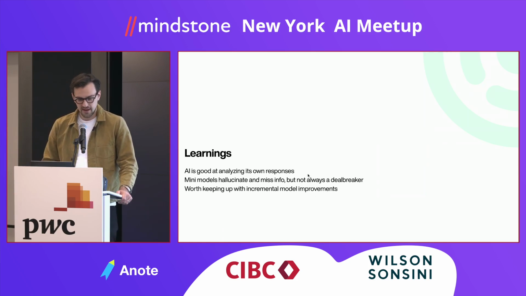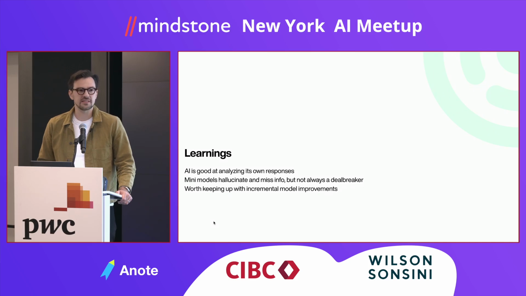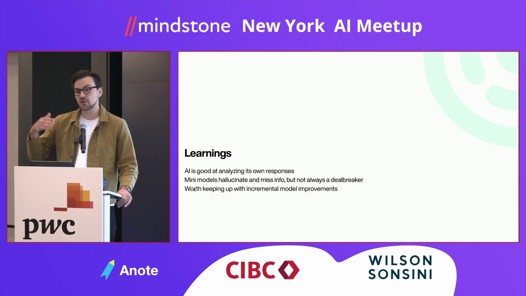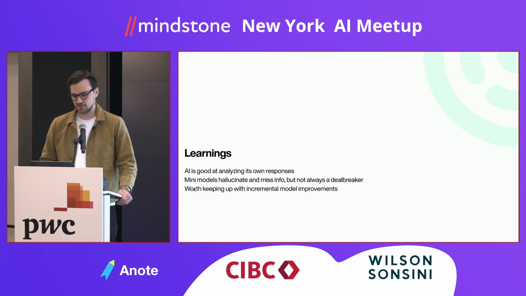We also found that mini models hallucinate and miss info, but that's not always a deal breaker, especially on things that are qualitative. It can be okay. And we also found that it's worth keeping up with incremental model improvements, but sometimes those incremental model improvements can be more detailed and smarter in a way that requires us to update the prompts to avoid hallucinations or excess detail.